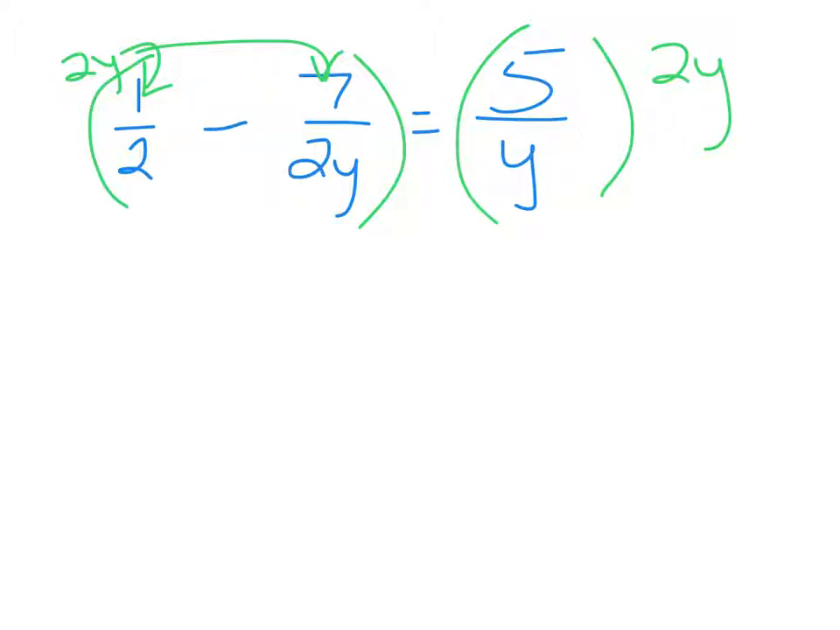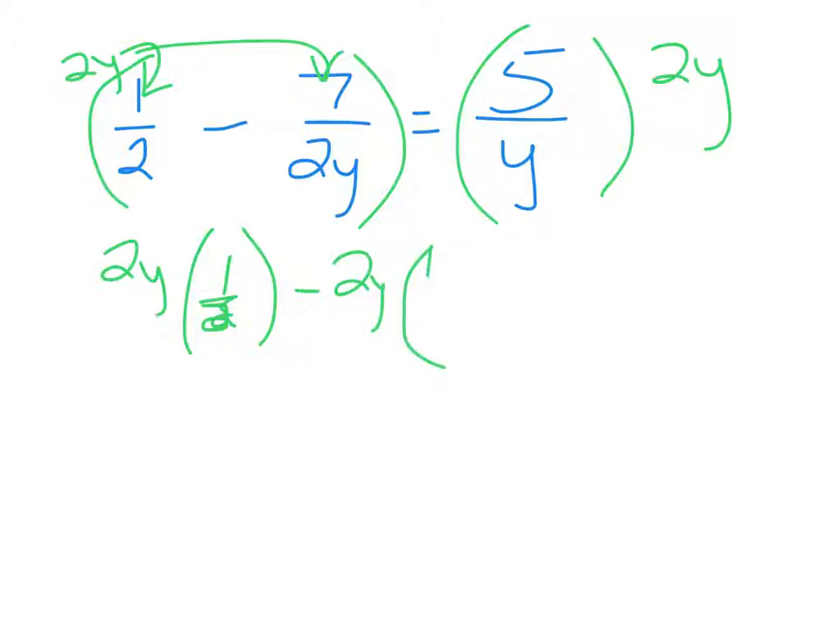So I'm just going to write it out. 2y times 1/2. Oh, that's a 2. Sorry, that's a terrible looking 2. And then minus, and then the other one is 2y times, sorry, my iPad is just not cooperating with me today, 7 over 2y is equal to 2y times 5 over y.